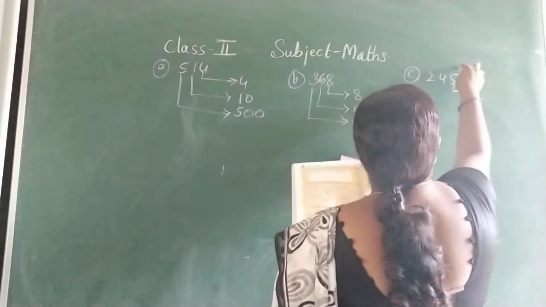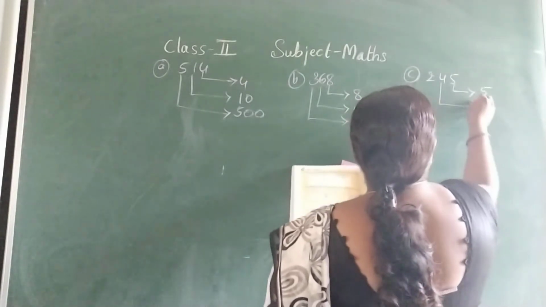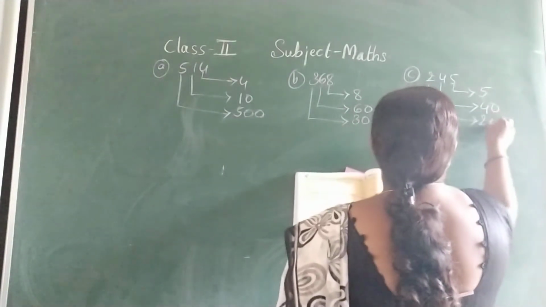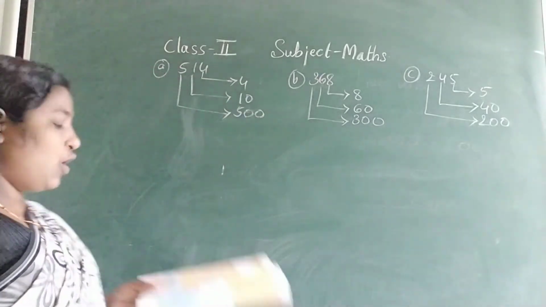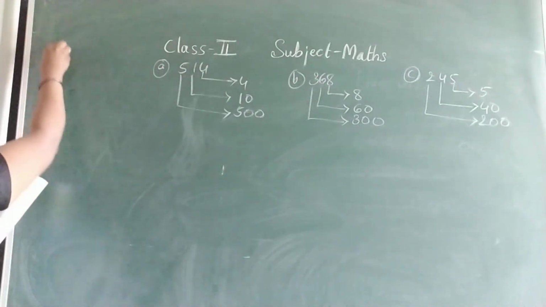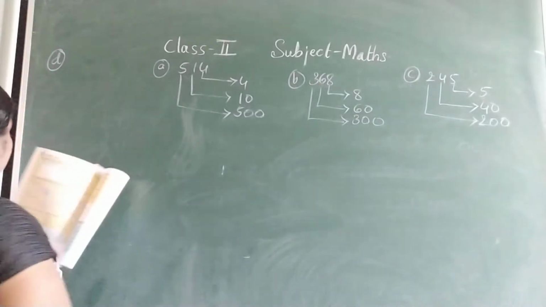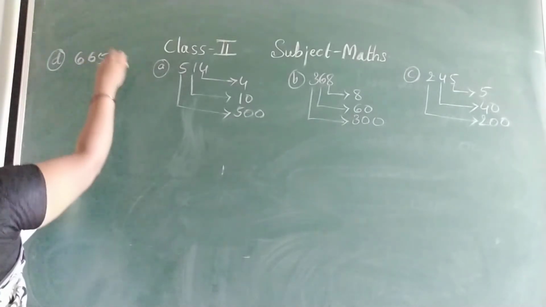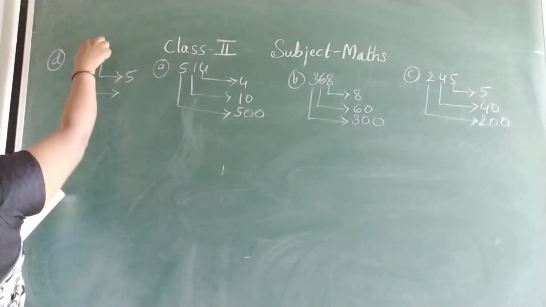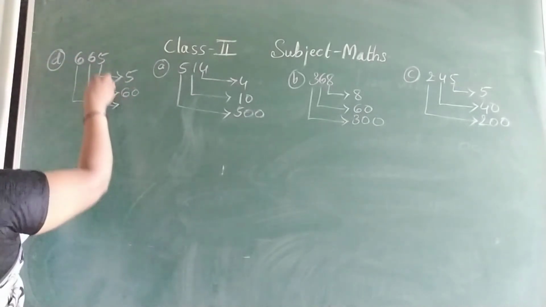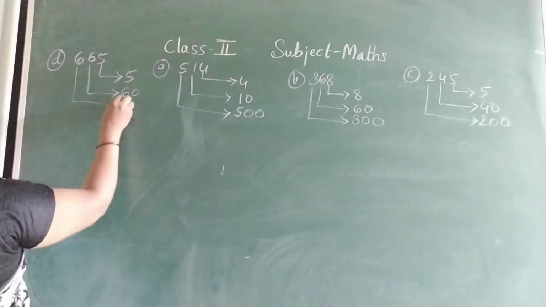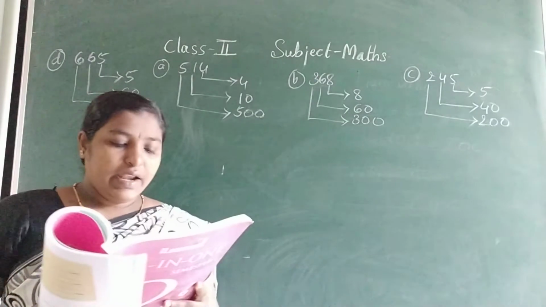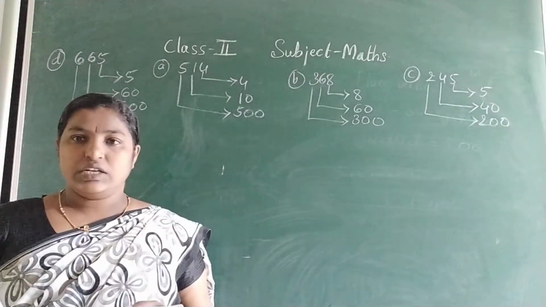245. 5 into 1's, 5. 4 into 10, 40. 2 into 100, 200. Okay. Now D, I will write here D. Can you see this? Yes. 665. So 5 into 1's, 5. 6 into 10, 60. 1's, 10's, 100. 100 into 6, 600. Yes. Next, write the place value of the blue colored digits.